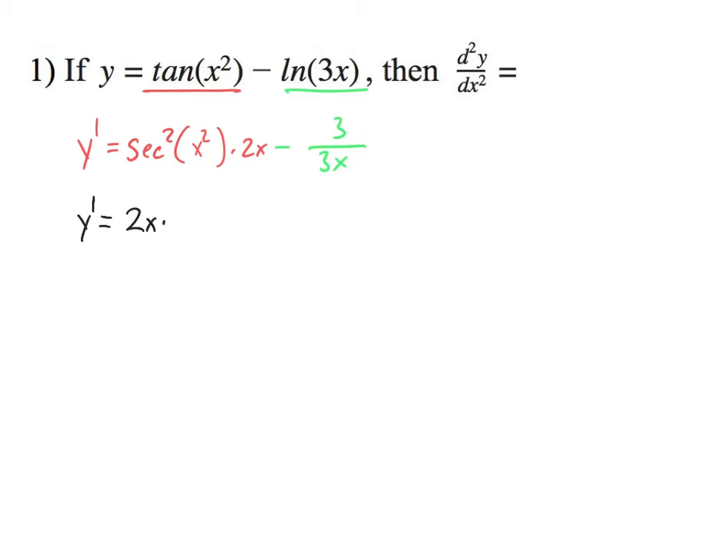So that's 2x times secant squared x squared minus 1 over x. We don't have to get common denominators. That'll make it ugly. Actually, I'm going to clean this up a different way. I'm going to change this to be x to the negative first, because x to the negative first is easier than 1 over x to take the derivative of.